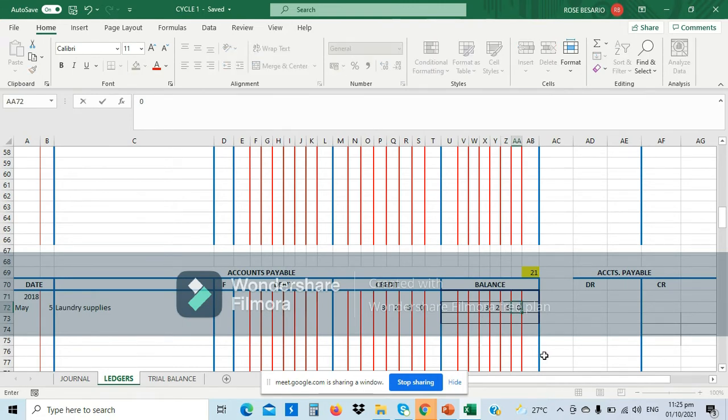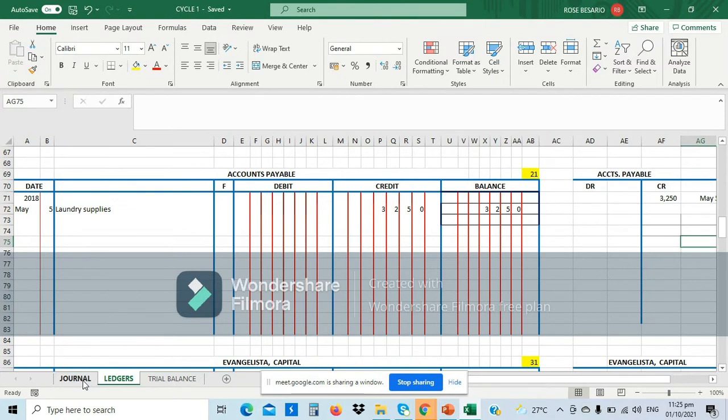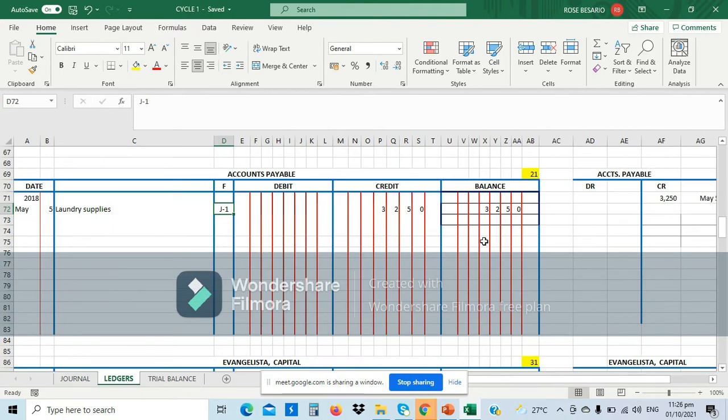250. Then post it on the T account. So we have 3,250. This is May 5. Okay. Then go to your ledger or other journal. So in that ledger, it has to be J1 still, no? Okay. It's coming from journal page 1. So we're done with our accounts payable.